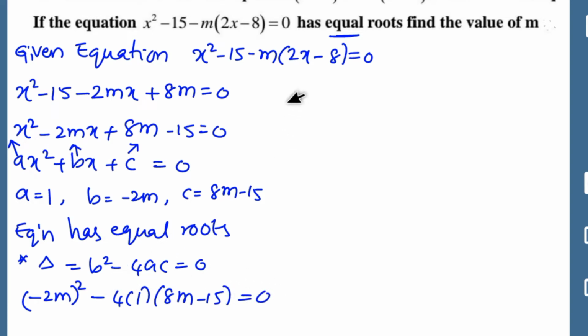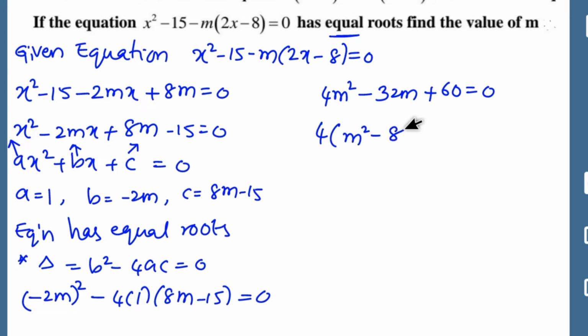Now do the product. Minus 2m whole square is 4m square, minus 4 into 8, 32m, minus into minus plus 60 equals 0. So what is the common multiple? 4 is common. So m square minus 8m plus 15 equals 0. Transposing 4, it becomes 0. m square minus 8m plus 15 equals 0. Now it is a quadratic equation in terms of m. We need to factorize this.